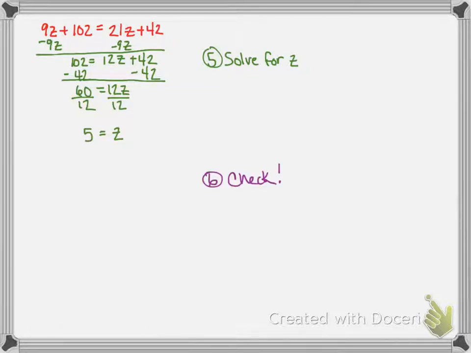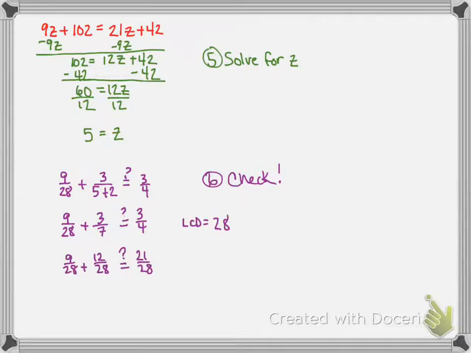The last step is to check our solution. It's important to check solutions with rational equations because we could get extraneous solutions. So we're substituting 5 in for z, so we're checking, does 9/28 plus 3 over 5 plus 2 equal 3/4? Or does 9/28 plus 3/7 equal 3/4? For these three fractions, our LCD is 28. So we're going to convert all these fractions so they're over 28.